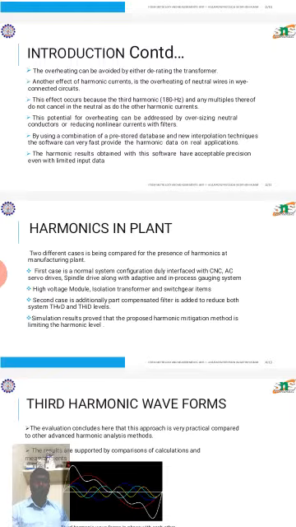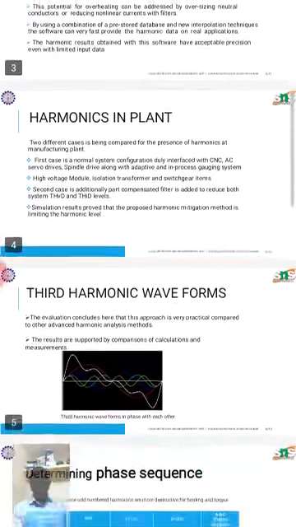By using a combination of pre-stored database and new interpolation techniques, the software can very fast provide the harmonic data on real applications. Next, the harmonic results obtained with this software have acceptable precision even with the limited input data. Next one, harmonics in plant.